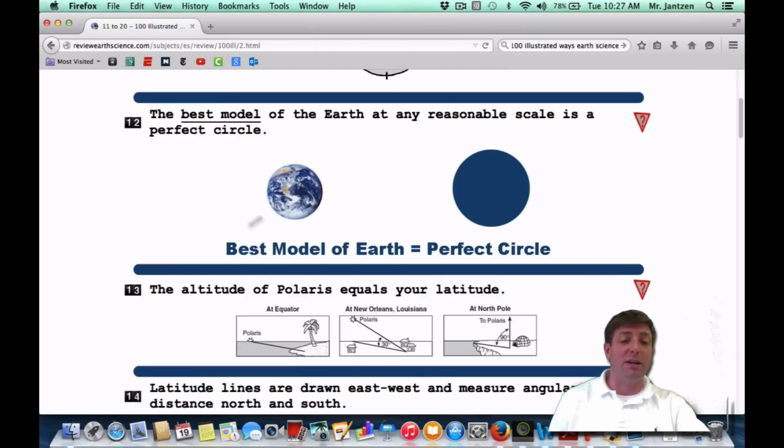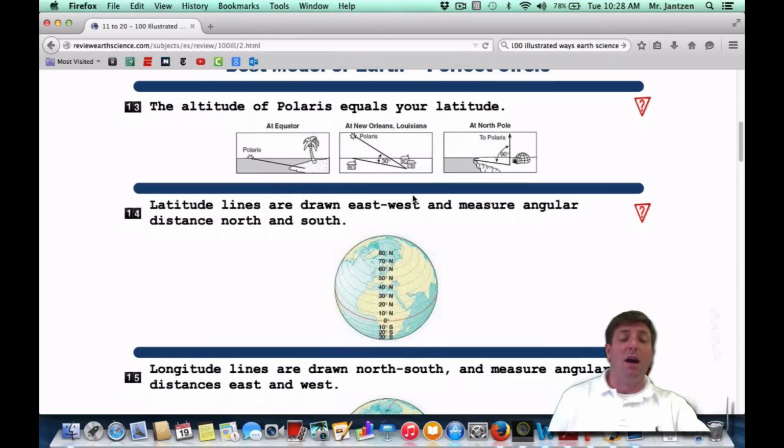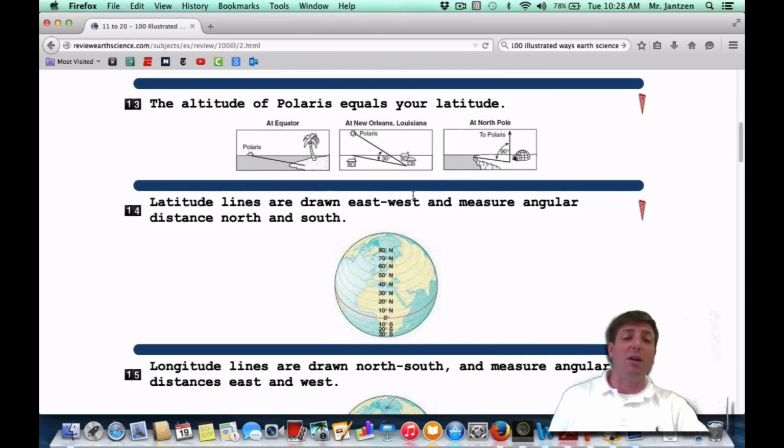The altitude of Polaris is equal to your latitude. Once again, the angle, or how high Polaris is in the sky, is equal to whatever latitude you're standing at. That's because Polaris is the polar star. Once again, it is directly above the North Pole. So when you're standing at the North Pole at 90 degrees north, as shown here, Polaris is right above you. If you're standing at the equator, it's at your horizon. So whatever your latitude is, that's the altitude of Polaris.